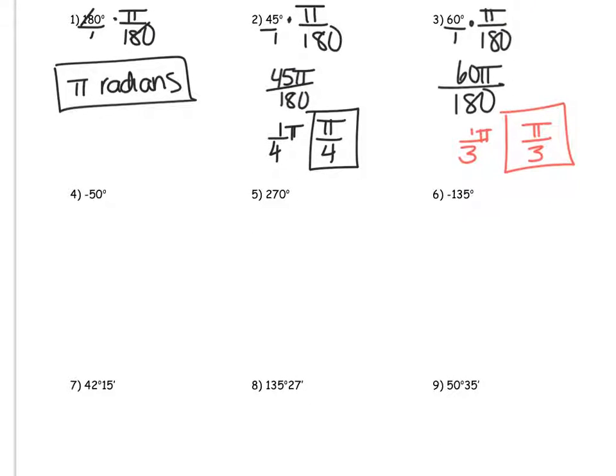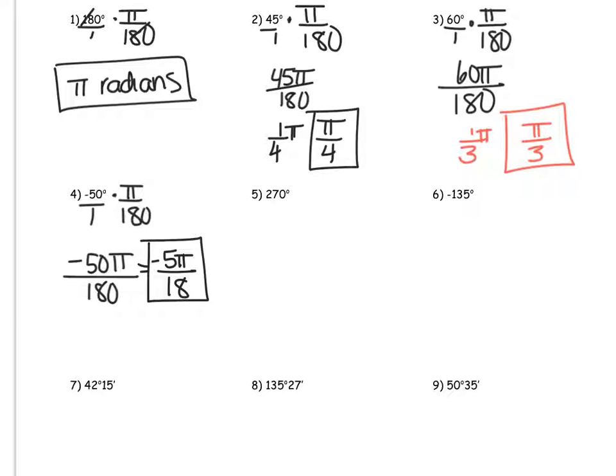Okay, let's see if we could do 4, 5, and 6. Now 4. Just because it's negative doesn't mean anything. It just means we're going to have a negative angle. So we're going to multiply this by pi over 180, just like before. Put this over 1. Multiply tops. Multiply bottoms. Now put this into the calculator, again without the pi. Pause the video until you've done so, and give me a reduced fraction. You should get negative 5 pi over 18.